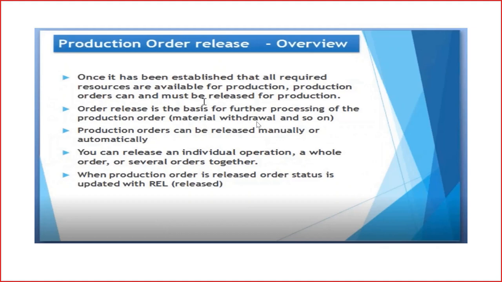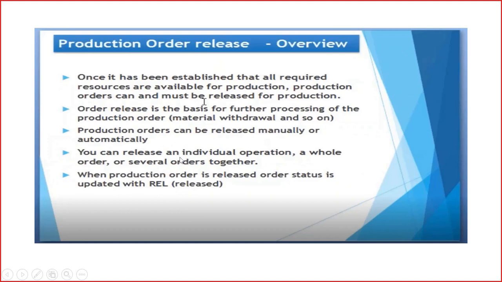So once the order has been created, what is the next step? Order release is the basis for further processing of the production order. Okay. Only after release can you do the material withdrawal. What is meant by material withdrawal? The consumption, correct? The goods issue can happen. Okay. So production orders can be released either manually or automatically. You can also release an individual operation, a whole order, or several orders together, right?